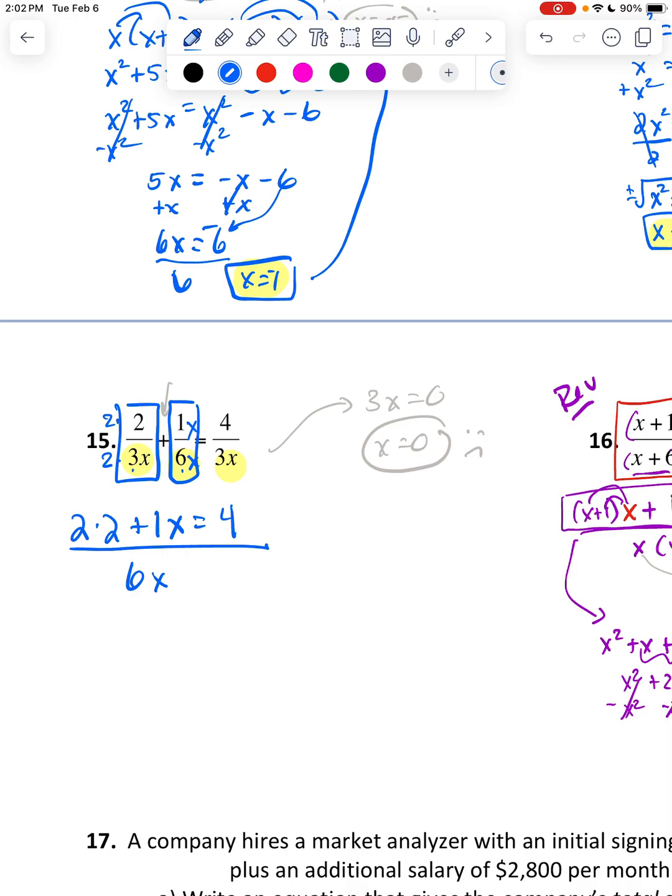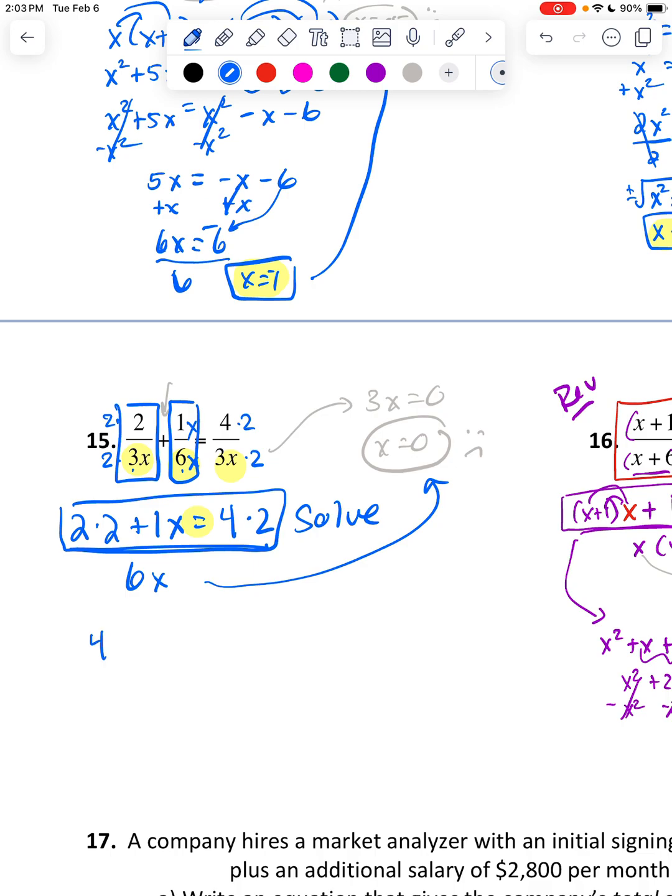The 4 is over 3x, but I need 6x on the bottom, so I'd have to times it by 2. So I have to times the 4 by 2 as well. The top is what I'm going to actually solve, and I know that I'm solving because, 1, it says solve, and 2, I have an equal sign. And then the bottom doesn't do anything except tell me what numbers I can't use.